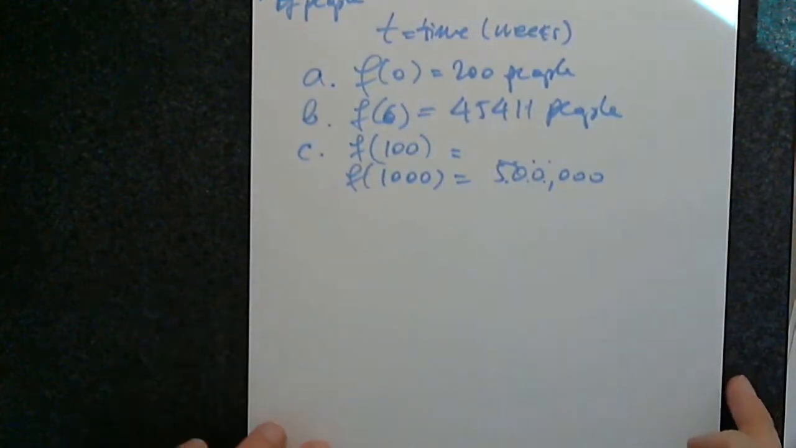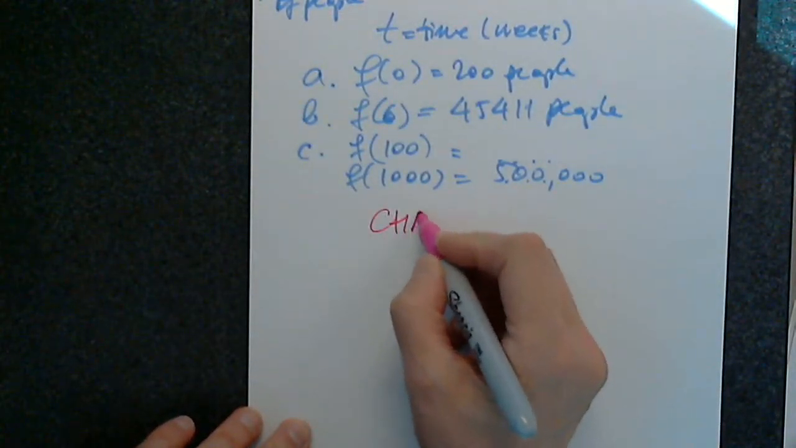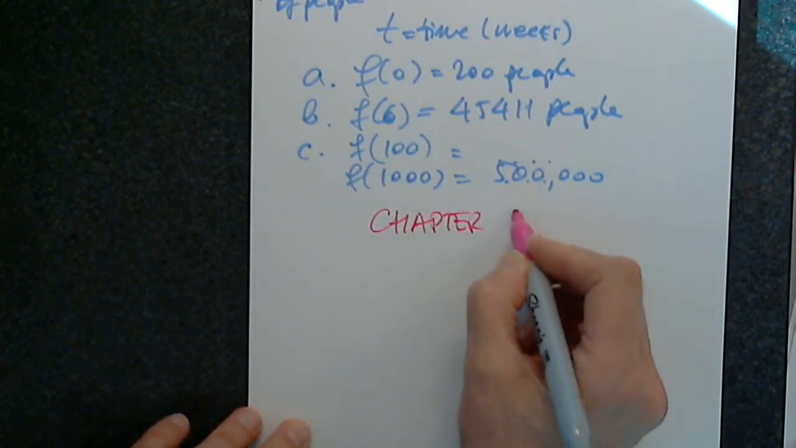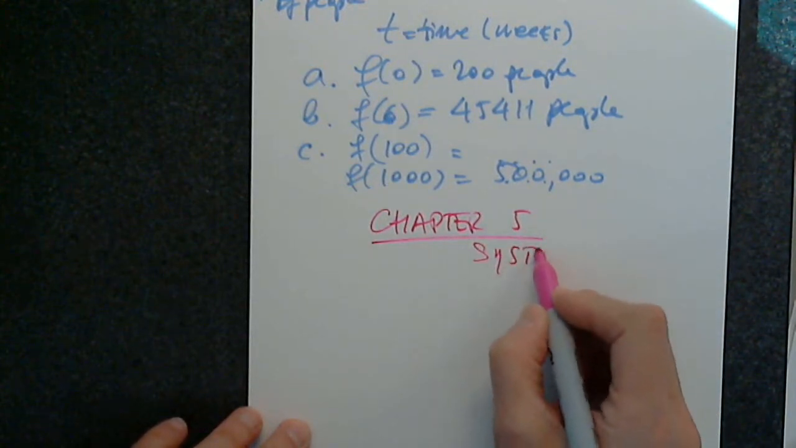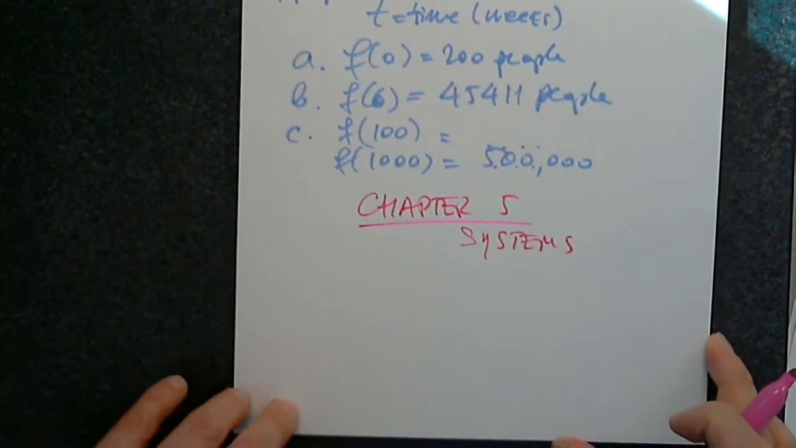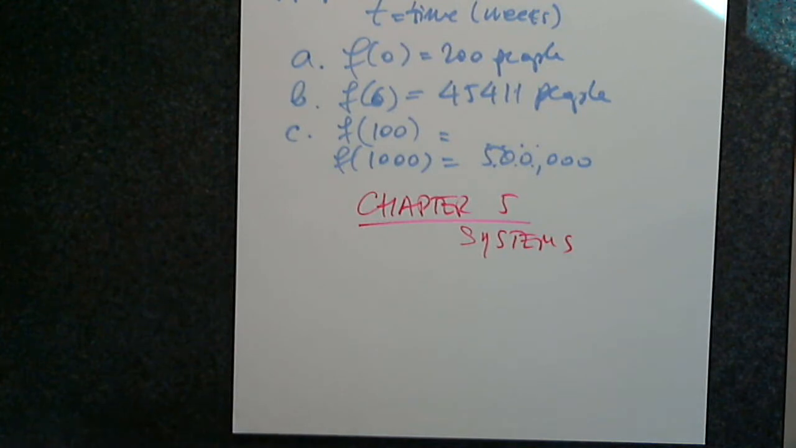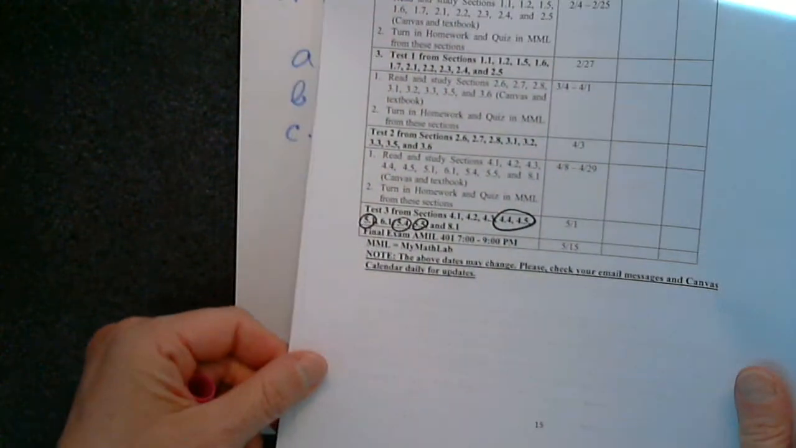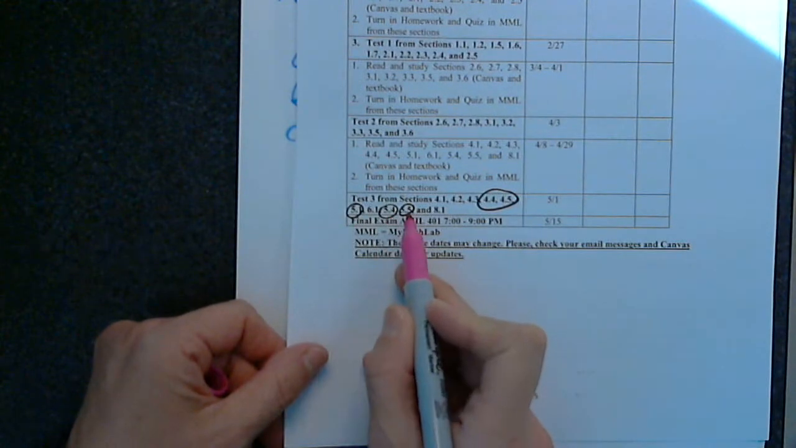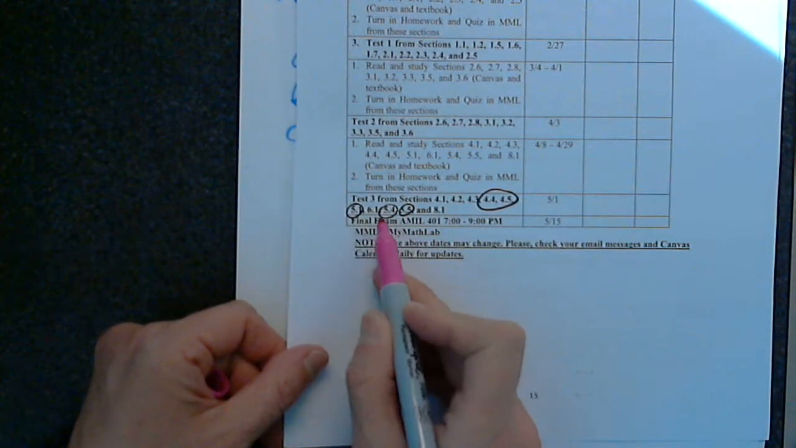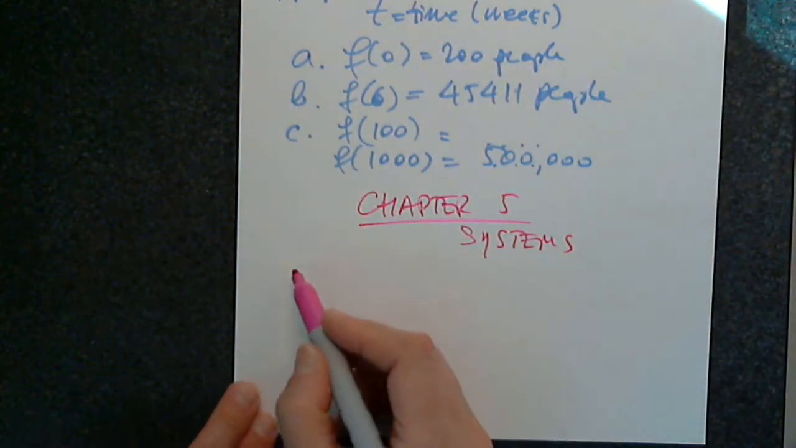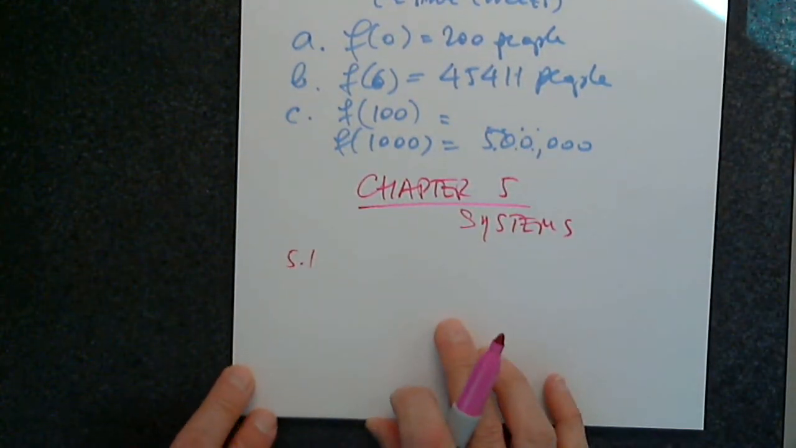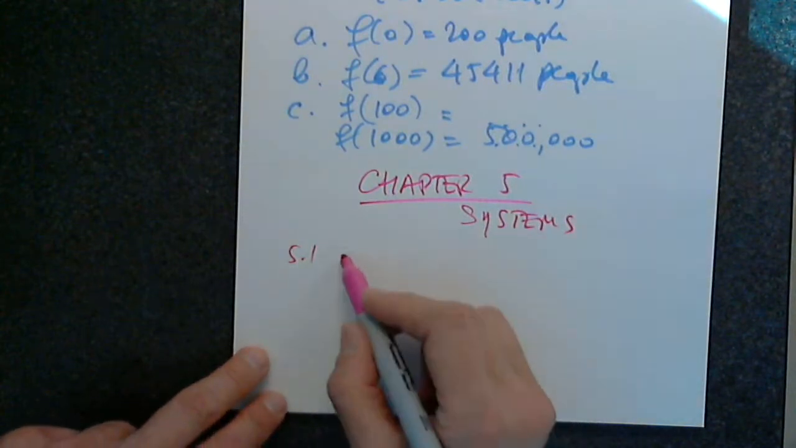Okay, the next topic is chapter 5. This deals with systems. They can be systems of equations. They can be systems of inequalities. We're going to go over everything. So we are looking at 5.1, 5.4, and 5.5 only. In 5.1, we're going to look at systems of equations in two variables.